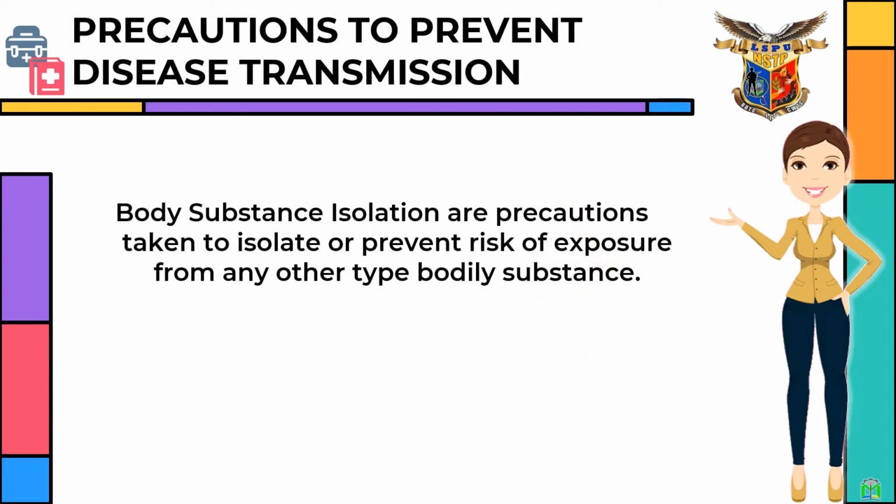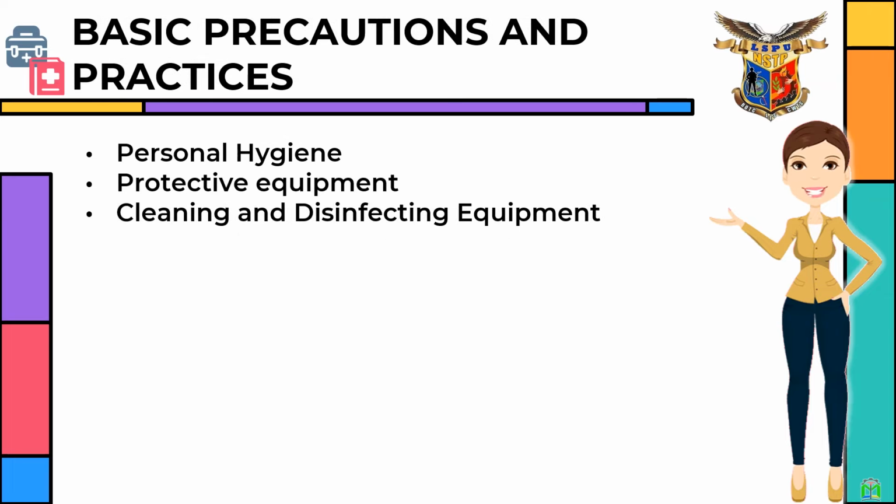Body substance isolation are precautions taken to isolate or prevent risk of exposure from any type of bodily substance. The basic precautions and practices are personal hygiene, protective equipment, and cleaning and disinfecting equipment.